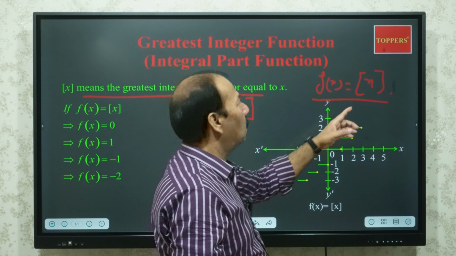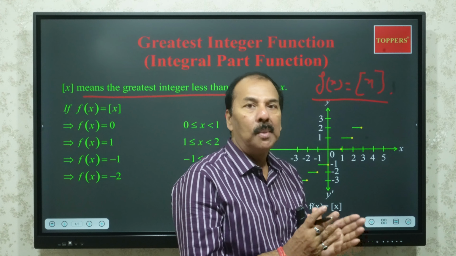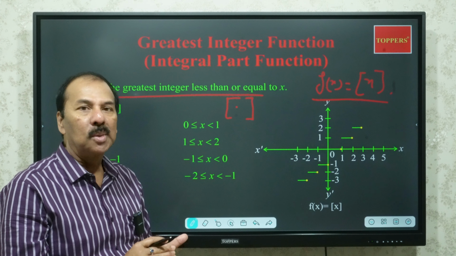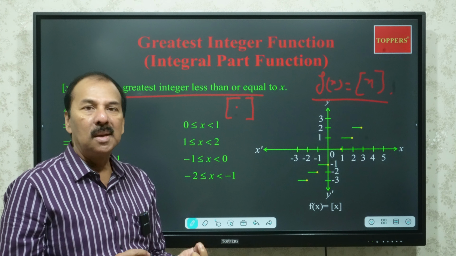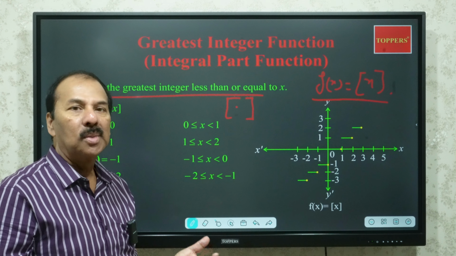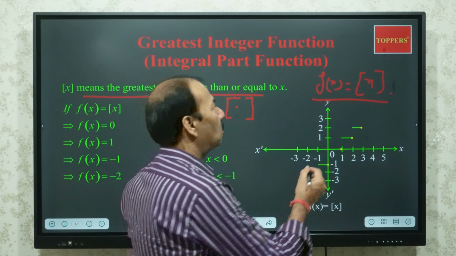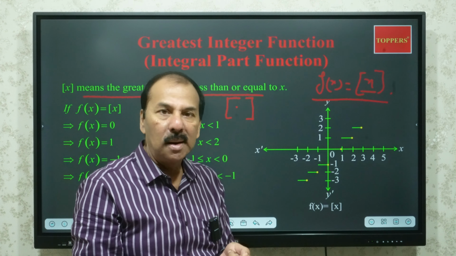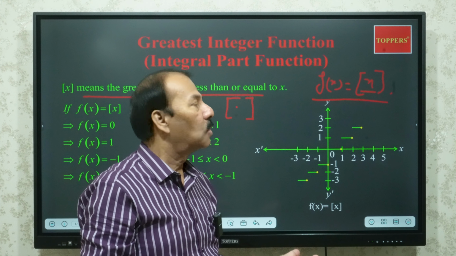We can have any value of x, but when we consider its integral part, we take the greatest integer which is less than or equal to x. So it will give you an integer which is less than or equal to x.